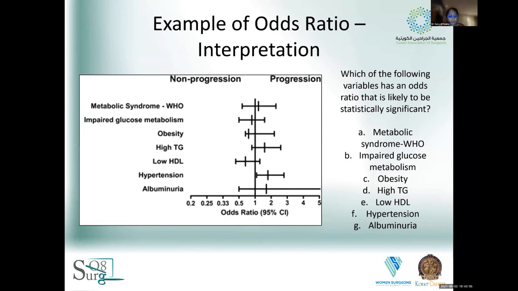Okay, great. Most of you got the correct answer, which is hypertension. And the reason is, if you look at hypertension, neither the mean, which is this vertical line, nor the ranges include the number 1, whereas all the other ones do.